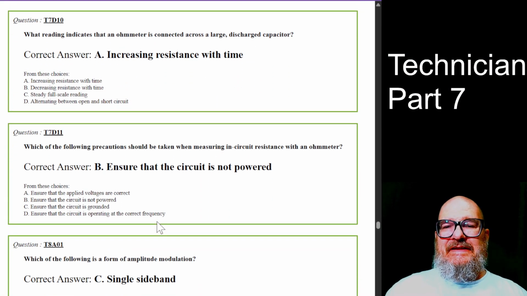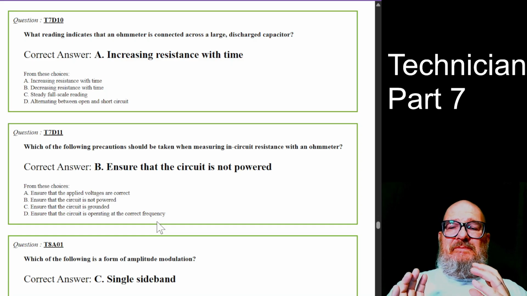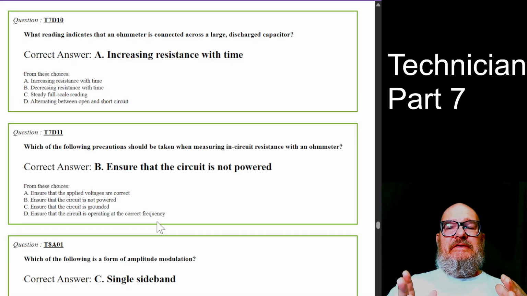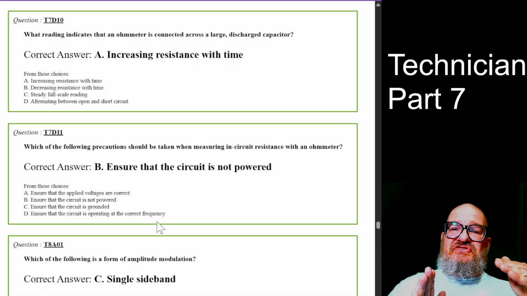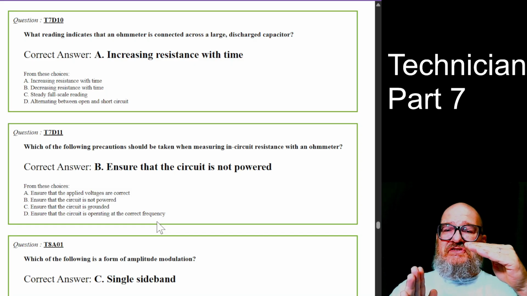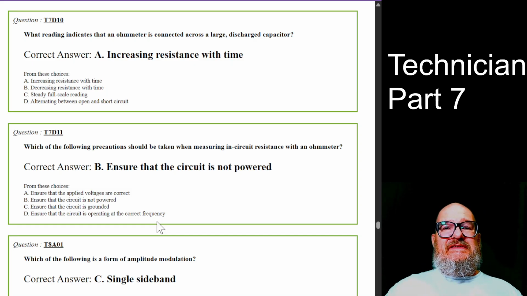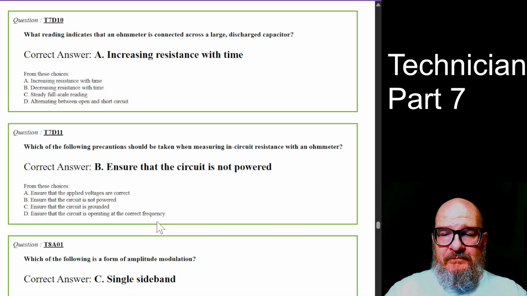What reading indicates that an ohmmeter is connected across a large discharged capacitor? And that is increasing resistance with time. So an ohmmeter uses voltage to measure resistance. And so a capacitor that is discharged is going to charge just a little bit. As that voltage goes up, it thinks that the resistance is increasing.